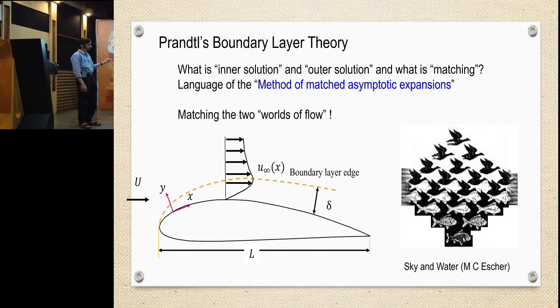So this is called the inner solution, and that is called the outer solution. You take the outer solution and come close to the edge of the boundary layer. That essentially provides the boundary condition for the boundary layer equations.